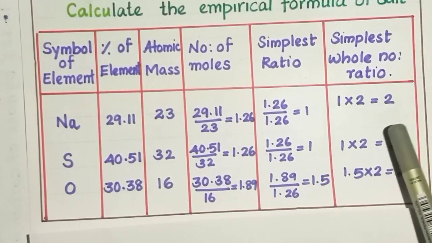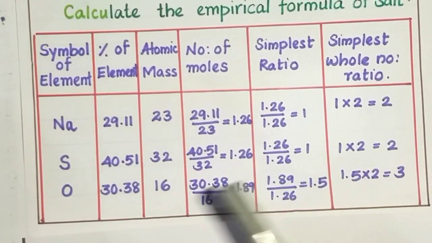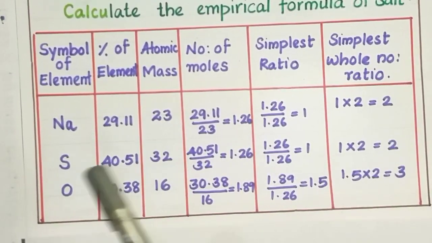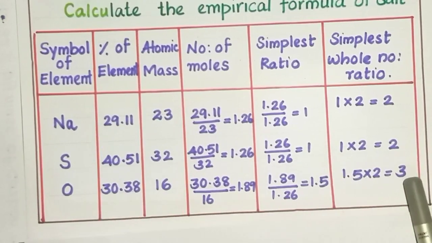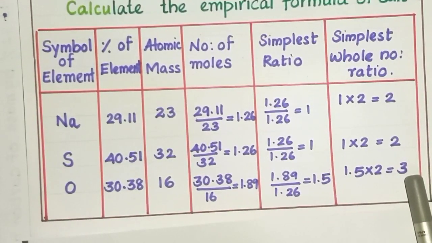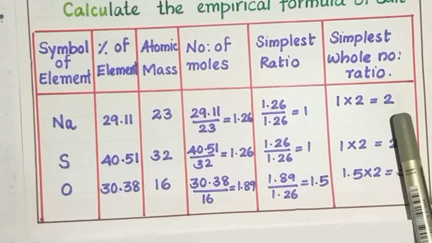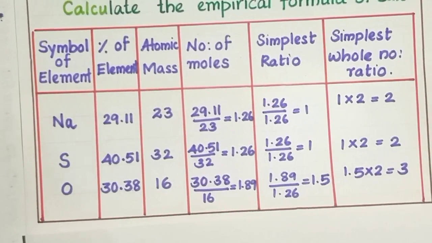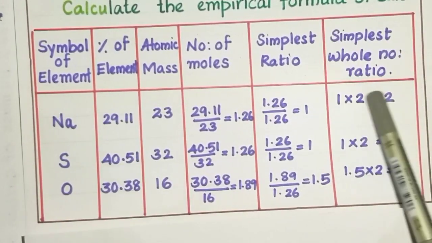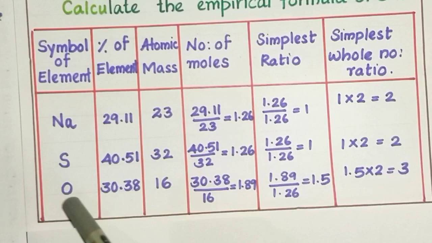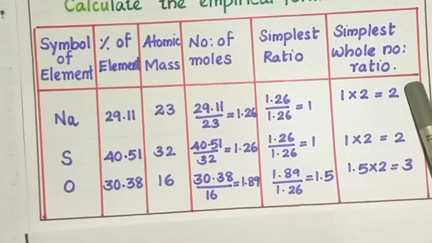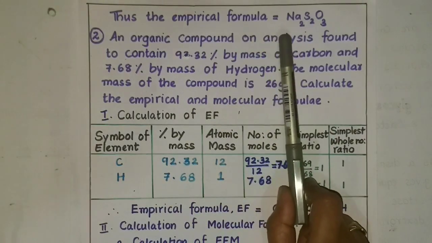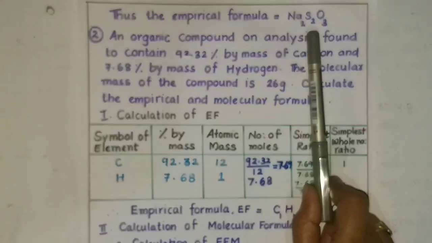Then we can write the empirical formula of this compound as Na2S2O3. Therefore, the empirical formula is Na2S2O3, because the empirical formula gives the simplest whole number ratio of various atoms present in a molecule of a compound. Thus, the empirical formula of the compound is Na2S2O3.